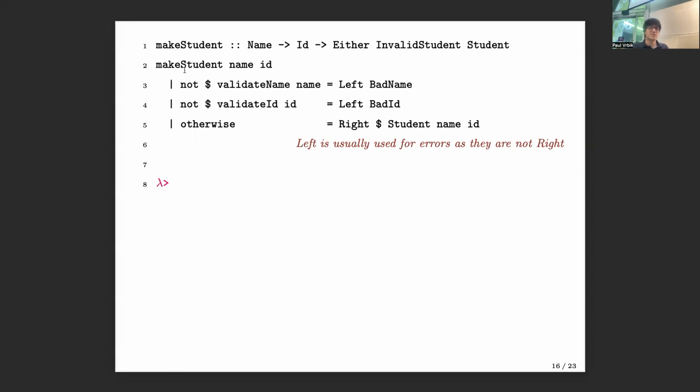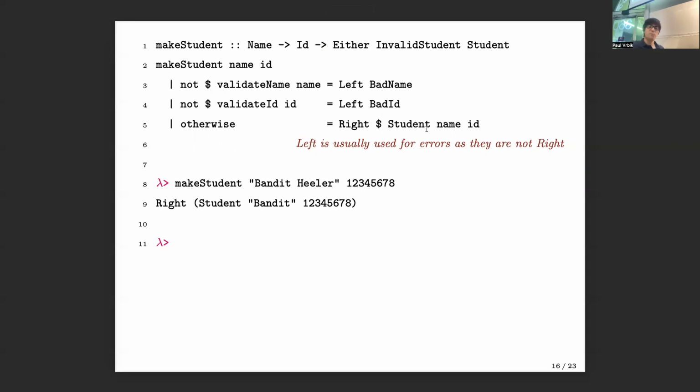So make student: if we can't validate the name, then I should return Left bad name. If I can't validate the ID, I should return Left bad ID. And otherwise, I can return Right of a student object. So I can say make student bandit healer, and it says, no problem, Right student bandit. Oh, there should be a healer there. 1, 2, 3, 4, 5, 6, 7, 8. I can say make student, bandit, healer. 1, 2, 3, 4, 5, 6, 8.